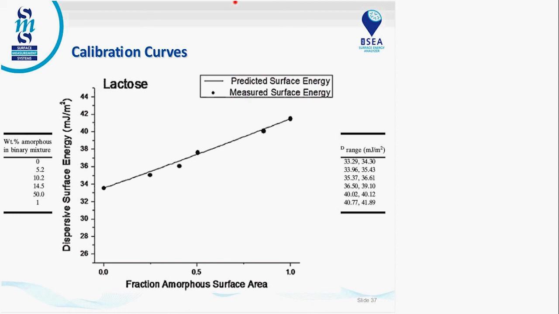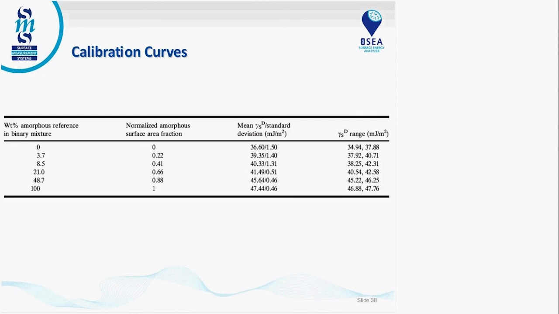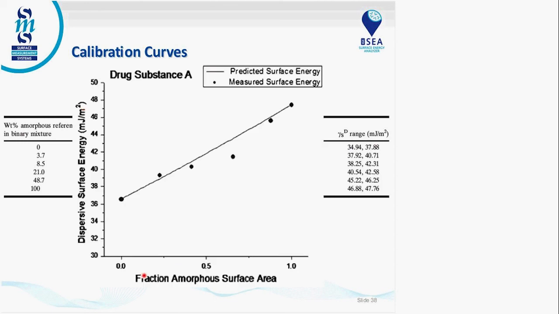This is for lactose. We did the same thing for an API. Again, we made physical mixtures, normalized the amount of surface in the column that was amorphous versus crystalline, measured the surface energy, and again we get surface energy versus fraction of the amorphous surface area in the column. Again, the measured values correlate quite well to the predicted values. So in theory, once we do this calibration curve, we could use it as a calibration curve for unknown materials.